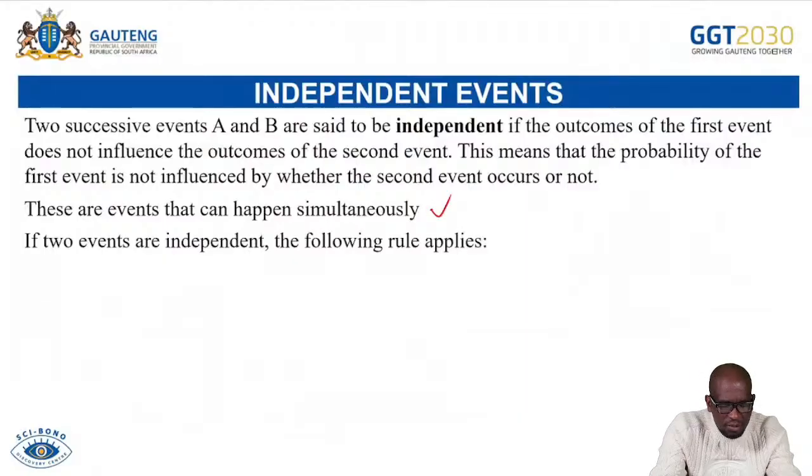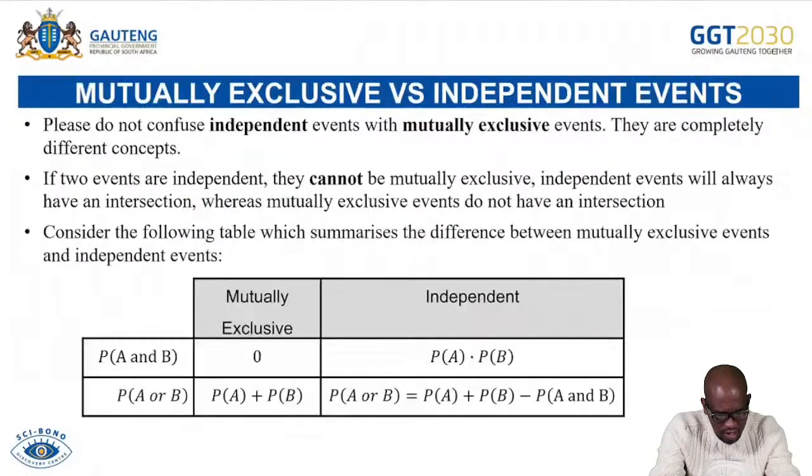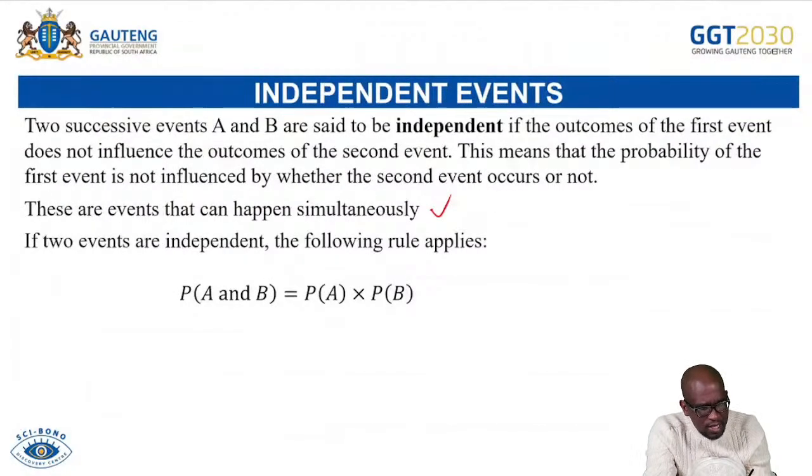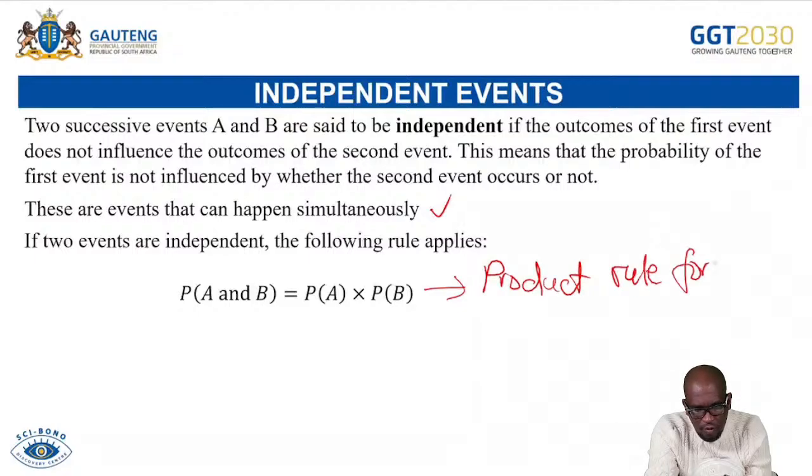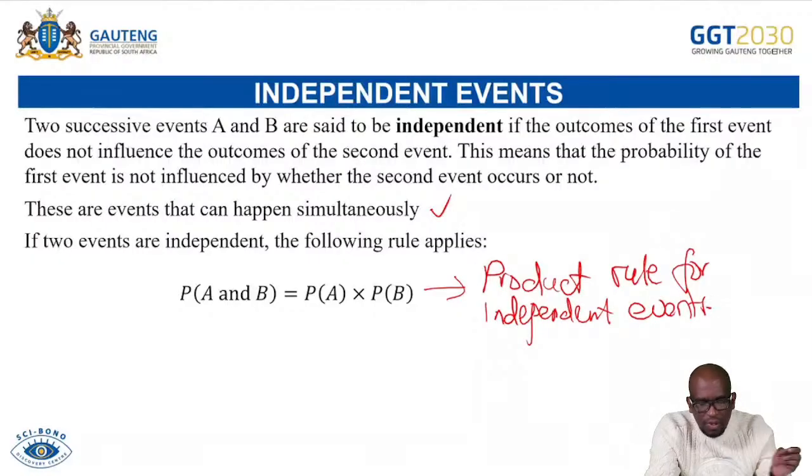If two events are independent, then the following rule applies. This is the product rule. Probability of A and B is the probability of A times the probability of B. So this is the product rule for independent events.